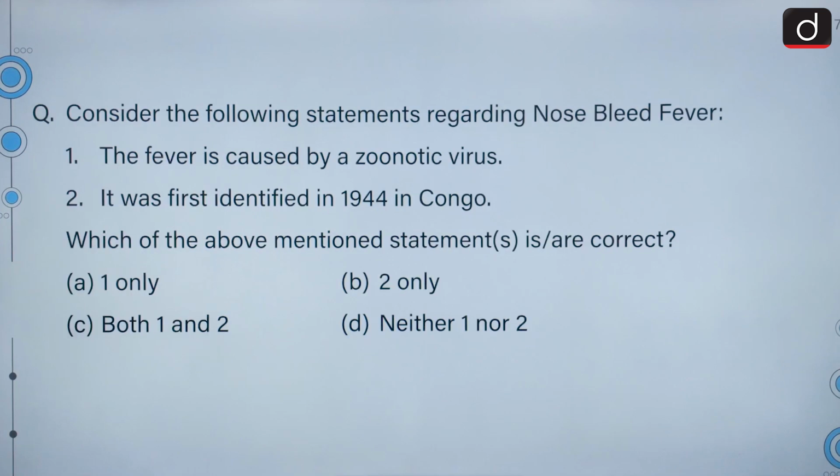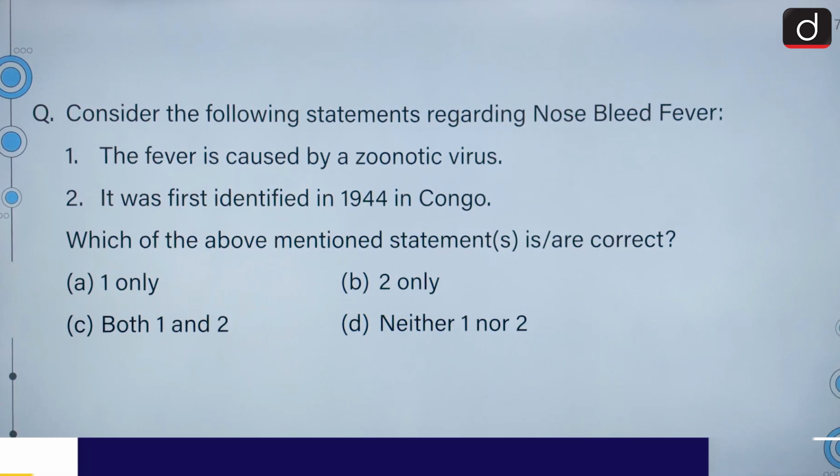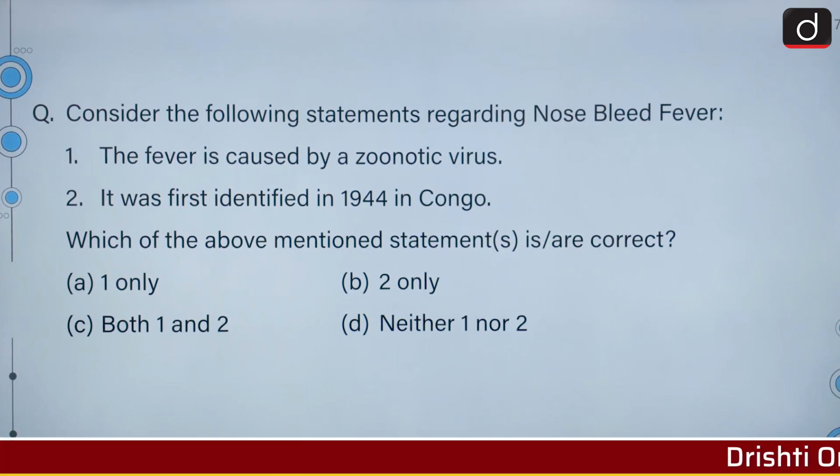Moving on, consider the following statements regarding nosebleed fever. The fever is caused by zoonotic virus. It was first identified in 1944 in Congo. Now we have to select the correct statement or statements. The first statement is correct. A is the correct answer.